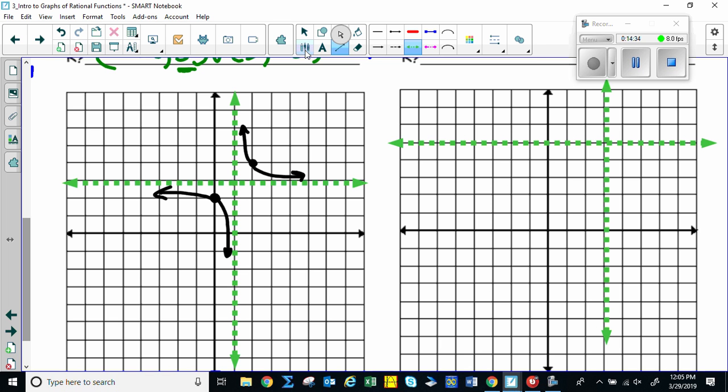Okay, so originally, when we did the parent function, we had these 2 points marked. What's going to happen to those 2 points? They're going to flip vertically. So they're going to come down here. All right, so my y values became negative, and so now I'm going to sketch my curves. And it's going to look something like that.